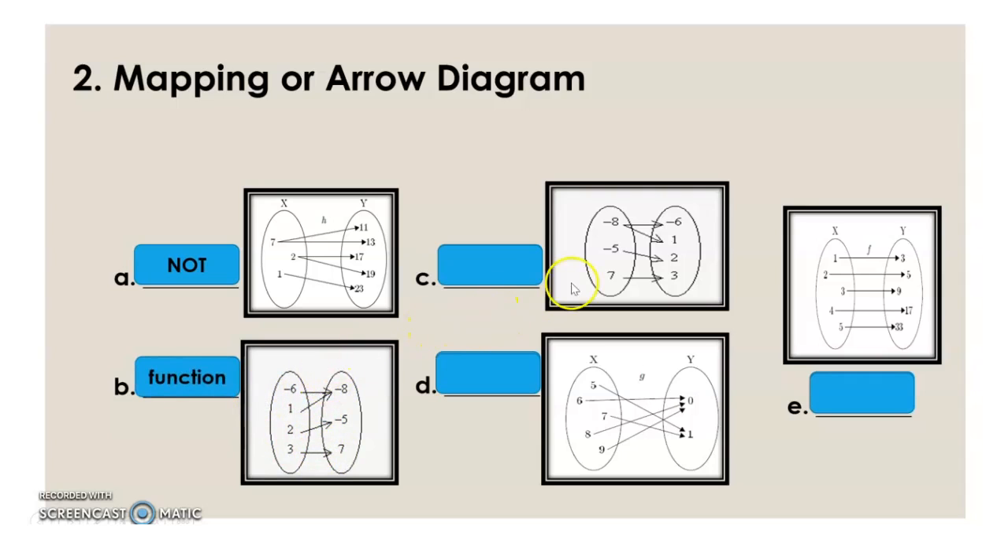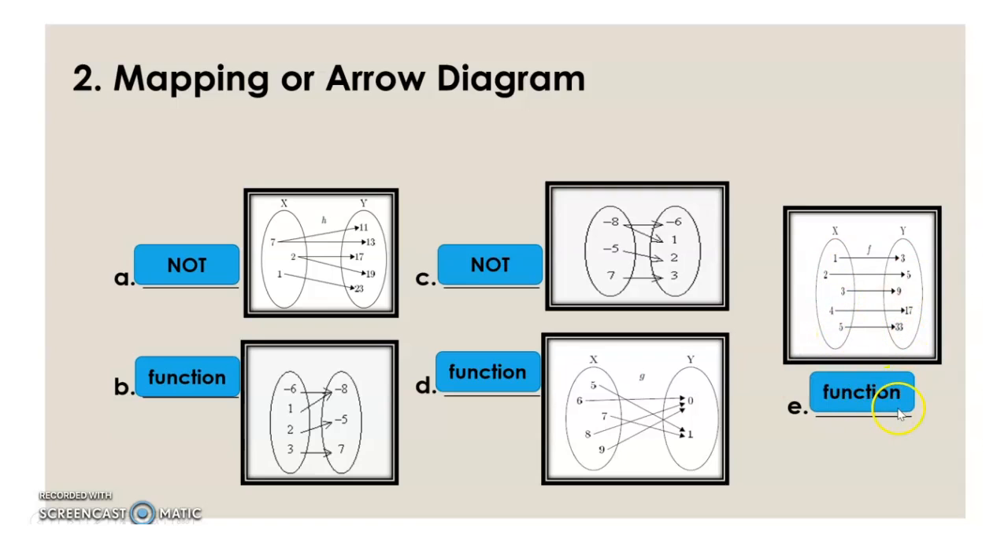Letter C, we have -8, -5, and 7 in our domain, and -8 is paired with two elements in the range. We have -6 and 1. Therefore, letter C is not a function. Letter D, what do you think? You're correct, it's a function because each element in the domain has exactly one pair of element in the range. And the last one, you're right, it's also a function dahil may tig-isang pares lamang yung lahat ng elements natin doon sa domain natin.